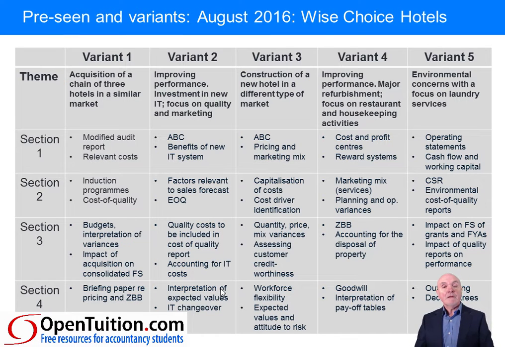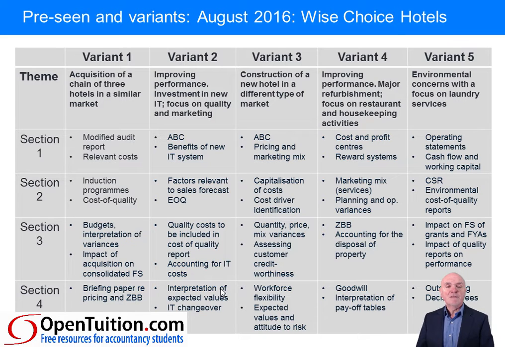Here, for example, is basically the variance from August 2016. This was a Preseen, or a case study, based on Wise Choice Hotels. So here we have the 5 variants across the top of the screen. There's a rough theme here.